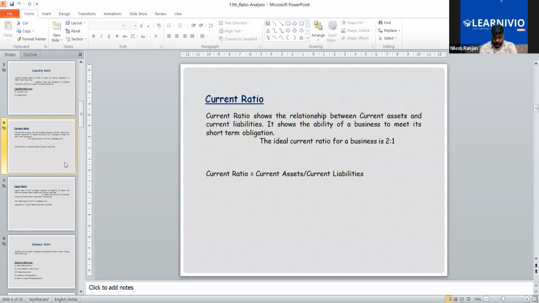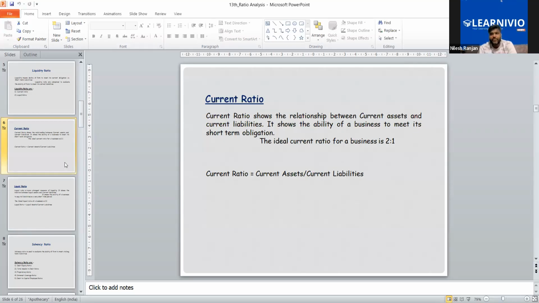Right, sir. If you have sold goods to someone, you can ask them to give you your money. That is in your hands. But the stock you have, you cannot call the customer and tell them to purchase your goods. So it is not up to you to convert your inventory into cash in a very short period of time. That's why inventory is not included in liquid assets.